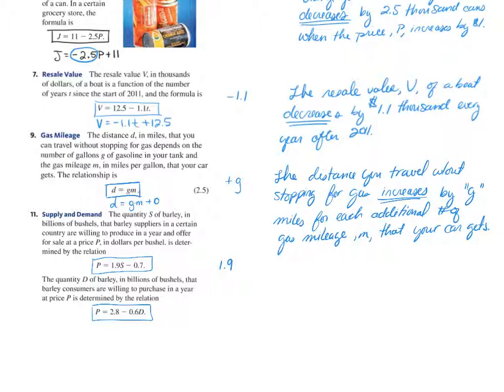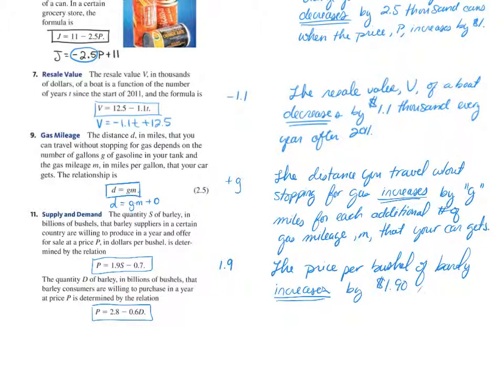And so this 1.9 tells us that the price per bushel of barley increases, and again I know it's going to increase because my slope is positive, and it's going to increase by $1.90 for each additional billion of bushels or billion bushels produced by the supplier.